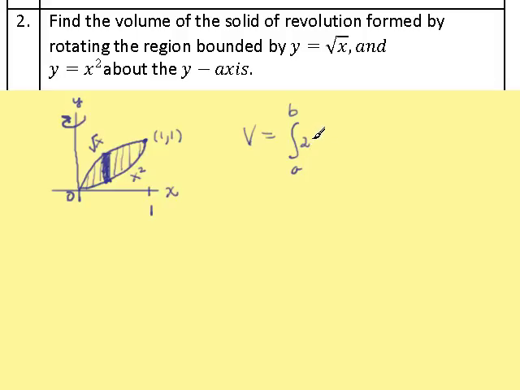So here we have 2 pi. The radius is x, and the height is, in this case, the difference between the square root of x and x squared. This rectangle doesn't sit on the x-axis. The top of it is at square root of x, and the bottom is at x squared. So the height of the rectangle, which corresponds to the h in the cylinder formula, is square root of x minus x squared. And here our a is going to be 0 and our b is 1.